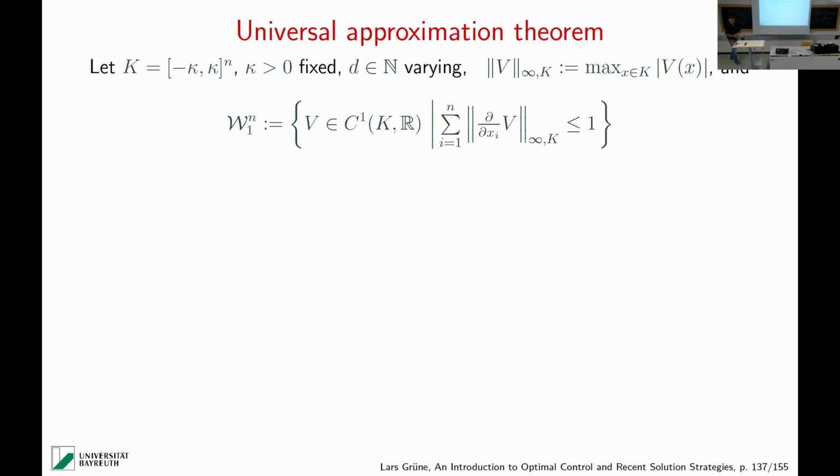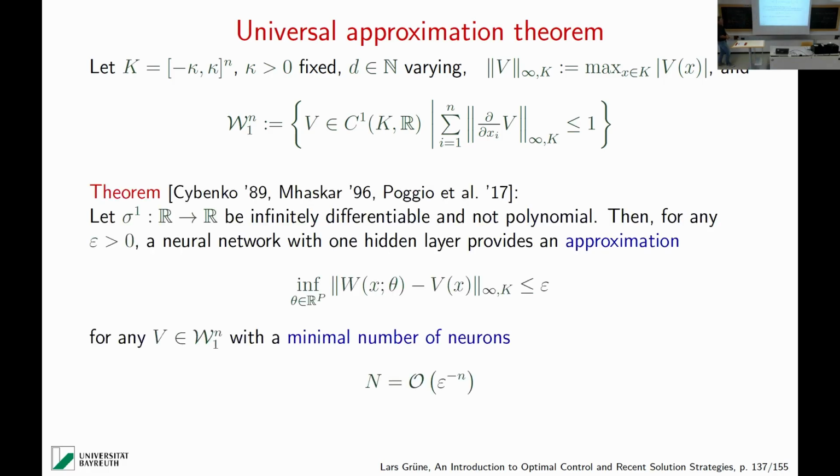class of functions. We're making the assumption that V is continuously differentiable here, knowing that this is not always true for optimal value functions, but for this part of the talk, I will assume that. You can do something if it's not the case, but it's much more messy. So let's assume that. And we assume that the sum over all directional derivatives of the function is less or equal to 1. And the 1 could, of course, be replaced by any other constant.